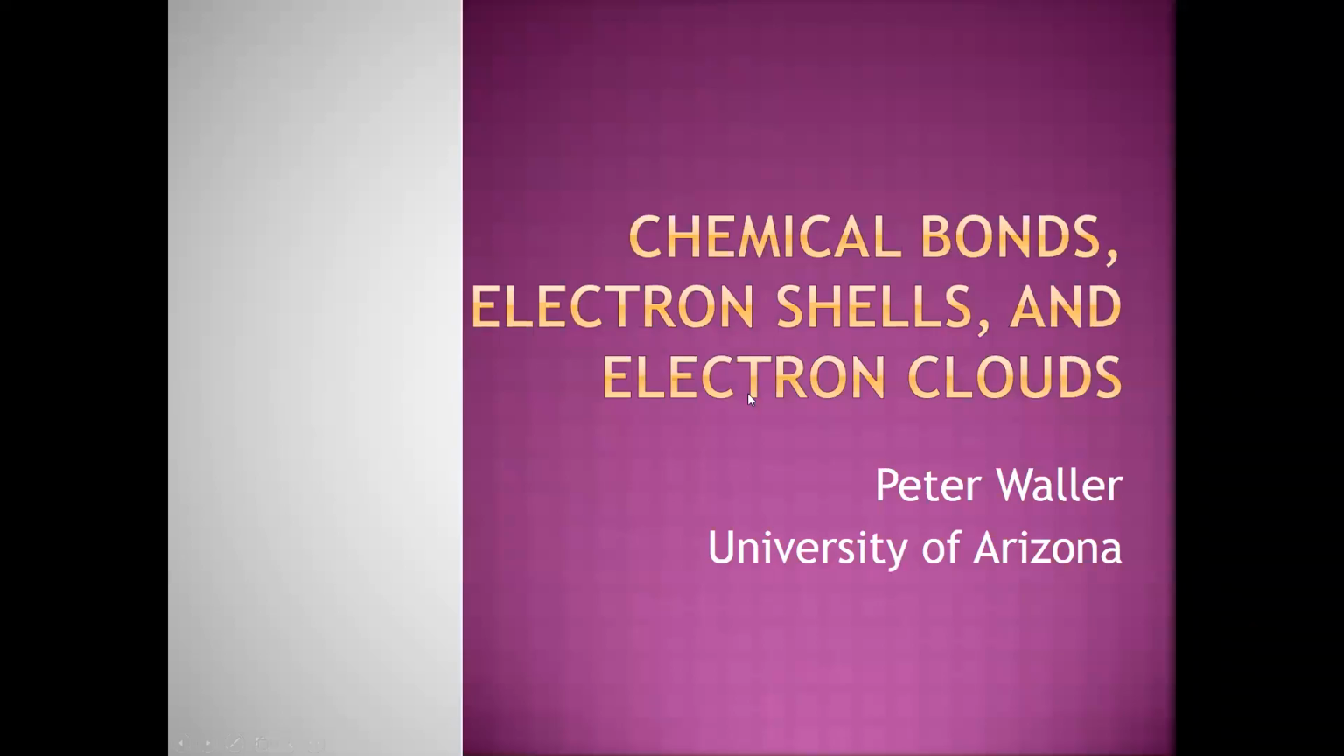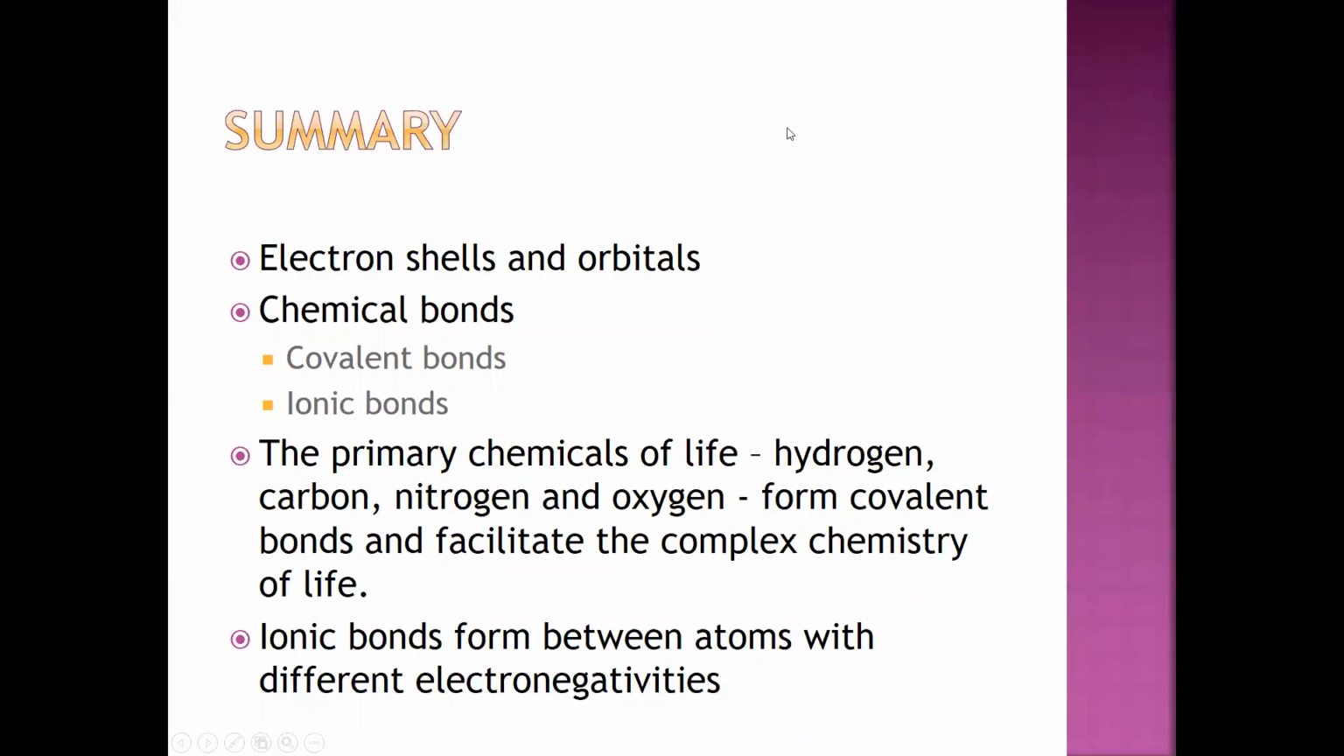Welcome back. In this video, we're going to look at chemical bonds, electron shells, and electron clouds. So first we'll look at the configuration of electron shells and orbitals. Then we'll talk about chemical bonds. There's two types. Actually, there's more, but we're going to talk about covalent bonds and ionic bonds. And then we'll look at the primary chemicals of life, hydrogen, carbon, nitrogen, and oxygen, and just briefly look at how they form covalent bonds and facilitate the complex chemistry of life. And finally, we'll just touch on ionic bonds that form between atoms with different electronegativities.